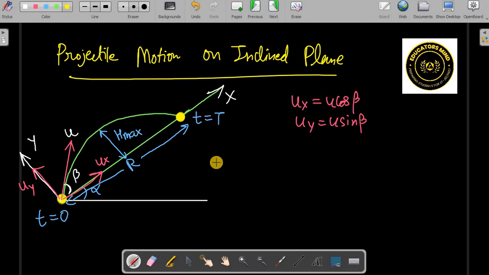How do we calculate it here? You need to note one important thing: the acceleration due to gravity, which acts in the vertically downward direction, you first have to resolve along the plane and perpendicular to the plane. In this direction, this is the same angle alpha. So this direction is g cos alpha, and this direction is g sin alpha.